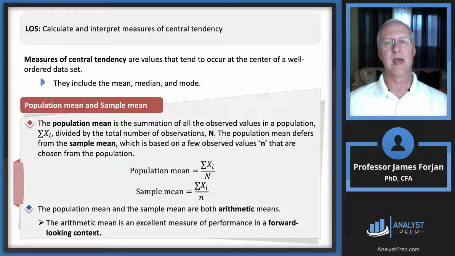And if you believe in that, what you're tending to believe is that history does repeat itself. And that's true for many variables, but it's not true for all variables in all cases. And I'll show you an example of that here in just a little bit.